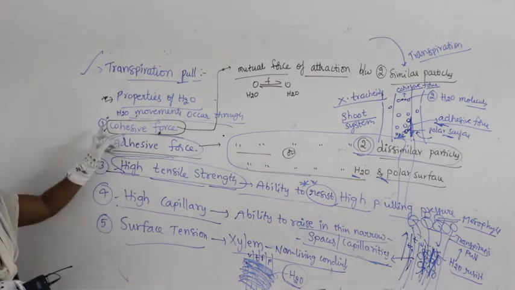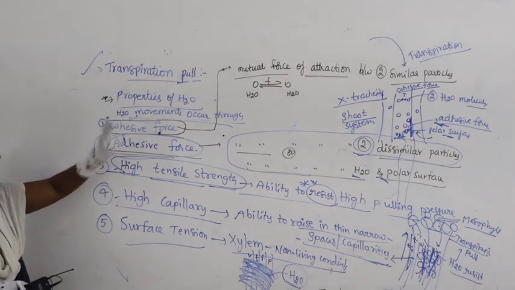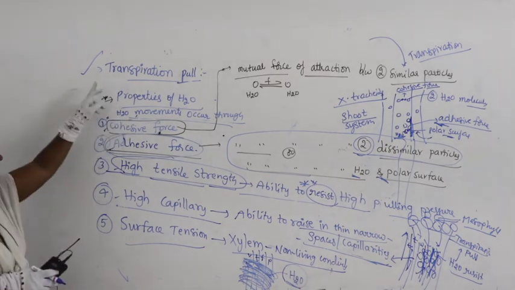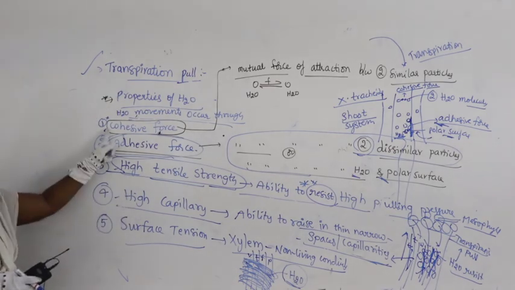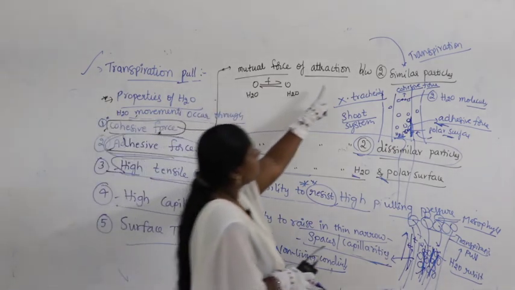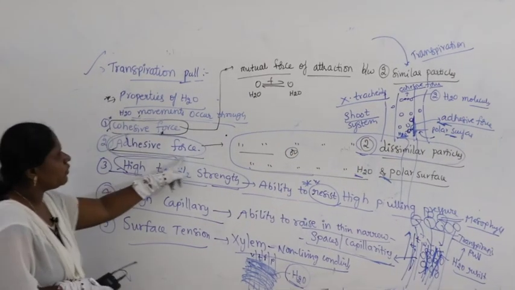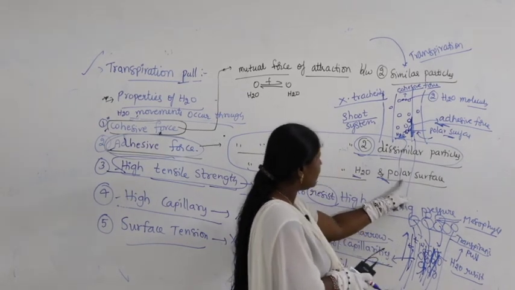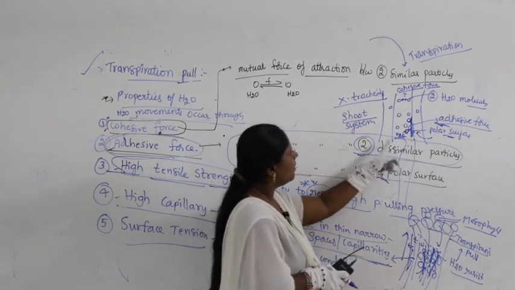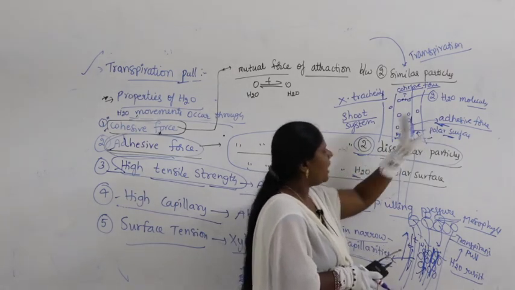What are they? Cohesive force. What are the properties of water which support its movement in the upward direction during transpiration? Cohesive force is the force of attraction between two similar water molecules. Then what is adhesive force? The force of attraction between water and a polar surface, that is, between two dissimilar substances.